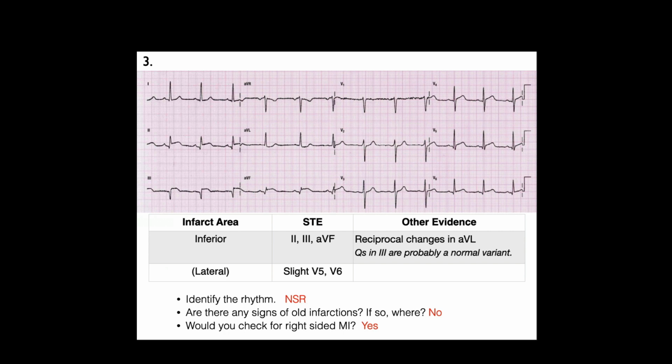The way I handle that piece of information, because it's sort of confusing, is if I see big pathological Q waves in II, III, and aVF, then I count them. But if they're only in III, then I just say, well, I don't really know. It could be a normal variant.